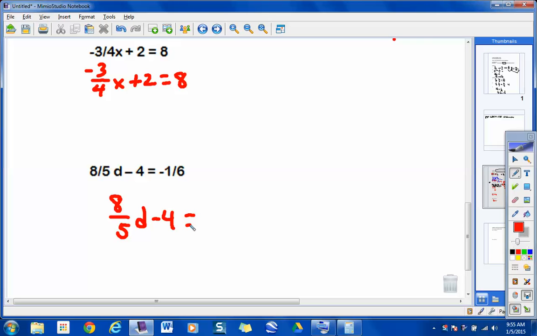I don't like this problem. This is a typo right here, gang. So change this -1/6 for me to -16, would you? Change that. It should be a -16, not -1/6. Guys good there? All right, go ahead and give those a shot.